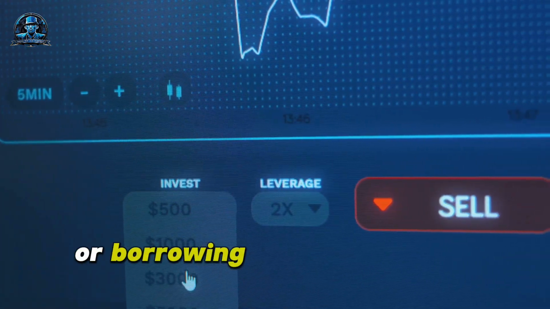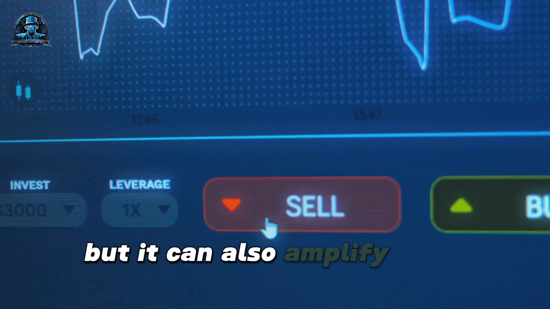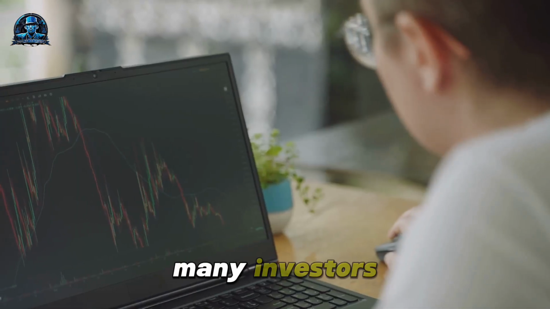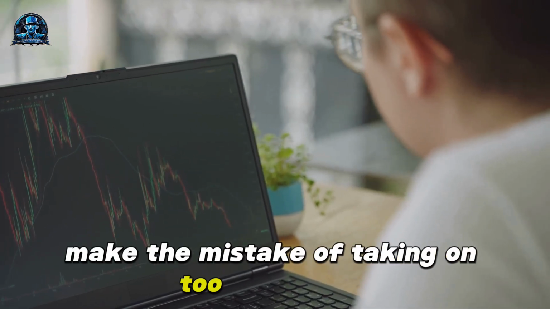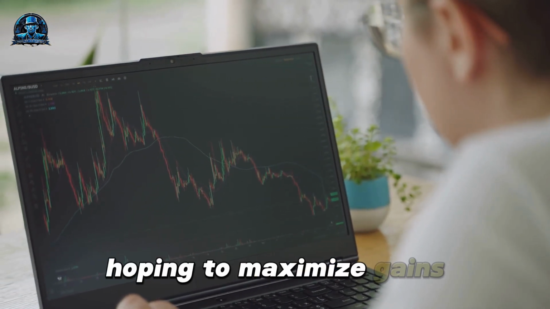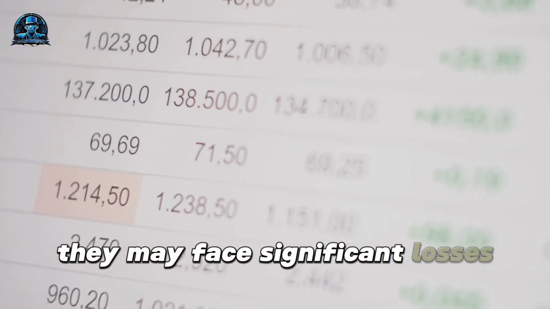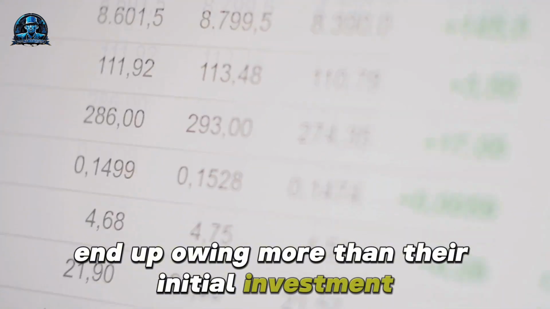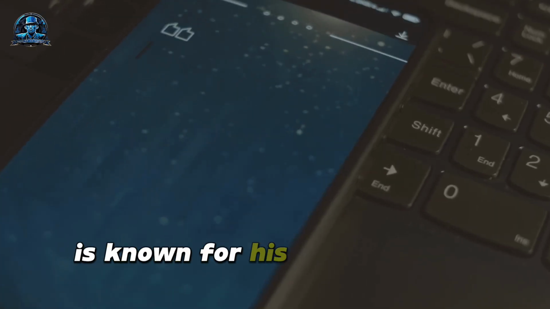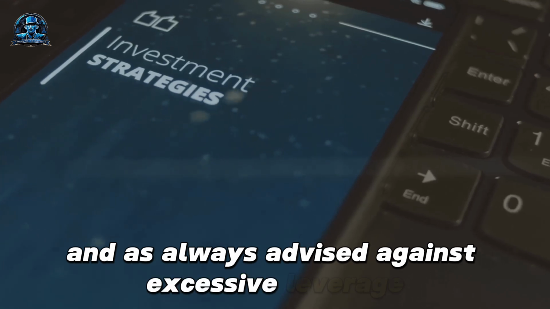Leverage, or borrowing money to invest, can amplify your returns, but it can also amplify your losses. Many investors make the mistake of taking on too much debt to invest in risky assets, hoping to maximize gains. If the market turns against them, they may face significant losses, and in some cases end up owing more than their initial investment. Buffett is known for his conservative approach to investing and has always advised against excessive leverage.